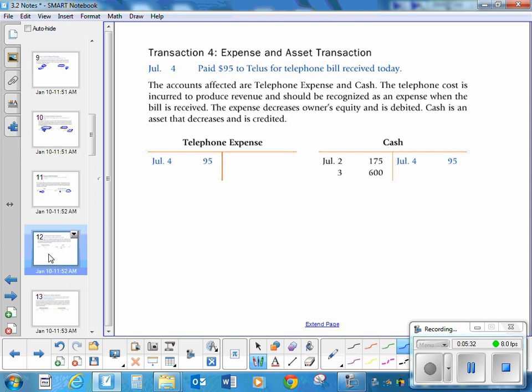Okay, paid $95 to TELUS for the telephone bill received today. So remember that each expense has to have its own expense account. So we call this a telephone expense. We call this cash, of course. Telephone expense has a normal debit balance. Anytime you pay an expense, you are increasing your expense account. You think of an expense account as a basket. And anytime you pay a bill, you're putting a bill into the basket. So it is increasing. That's how come it's $95 on this side. Your cash is decreasing, so you're on the opposite side.